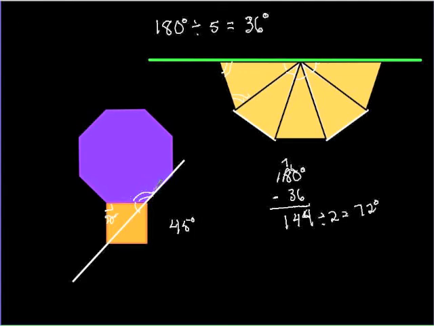We still need to determine what this angle is. Straight line is 180. We can take away the 45. Oops, what happened there? 180 minus 45 is 135. So that means 135 degrees. So the angle of this octagon is 135 degrees. So those are two other examples that you can use when you're doing these problems.